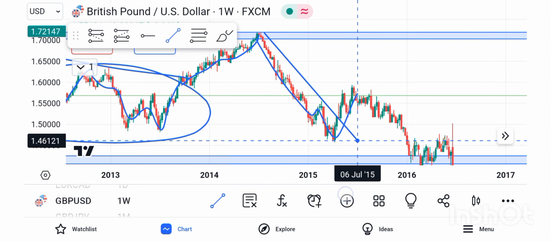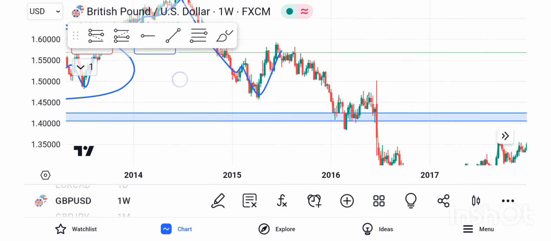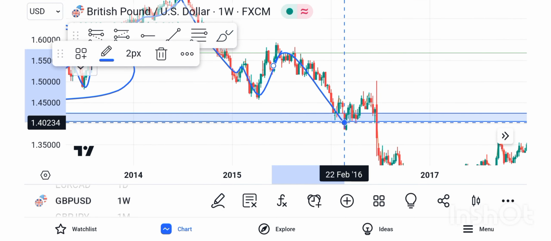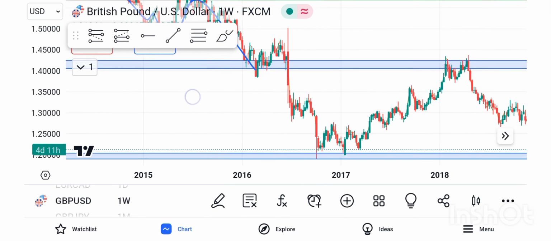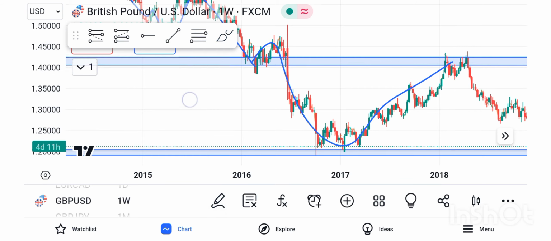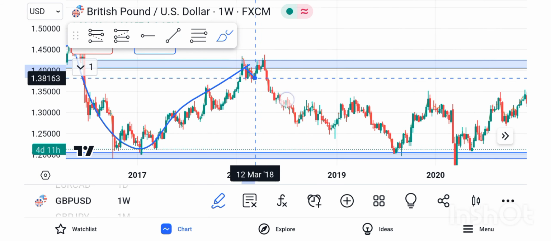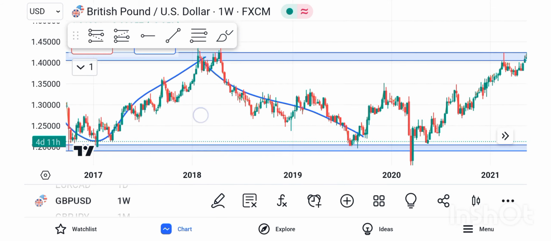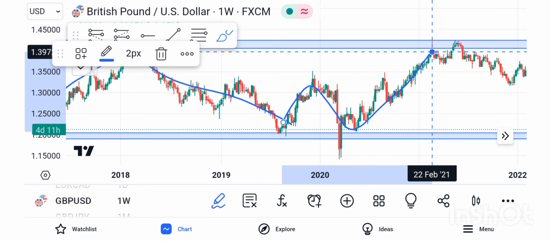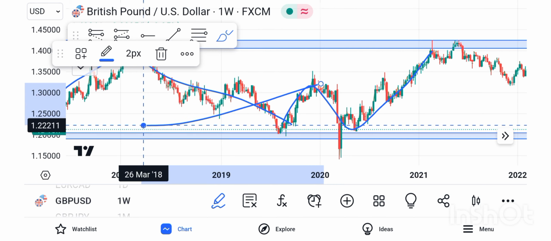Right? Now, but overall, where does it go? Next major zone. And then it just continues like that. Next major zone. If you look at every chart, that's what you'll find. The market moves from zone to zone. Right? Moves from zone to zone.